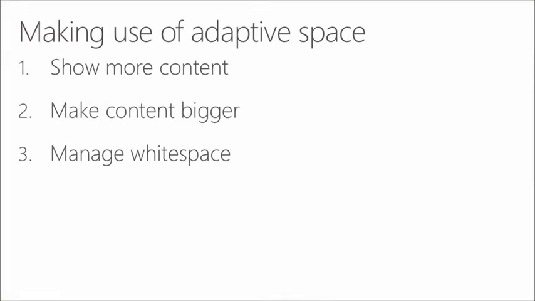And really we have a couple of different strategies that we can think about for using that adaptive space. Do I want to show more content? Do I want to make the content bigger? Do I want to manage the white space? And honestly, it's going to be a combination. According to your scenarios, you're going to pick one, many, or all of these particular options.